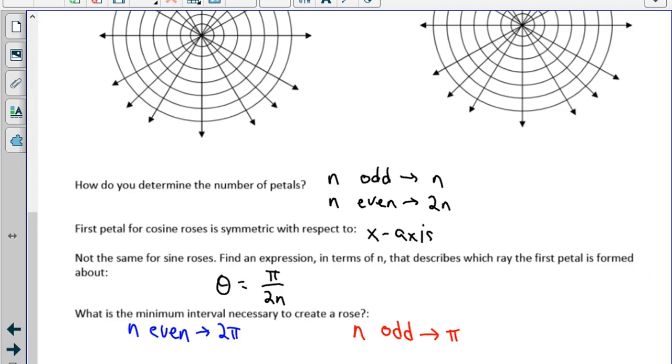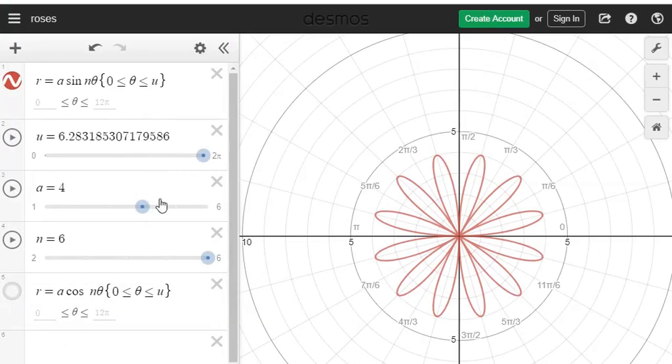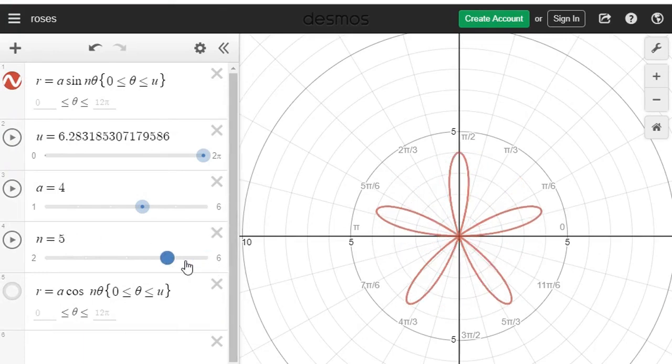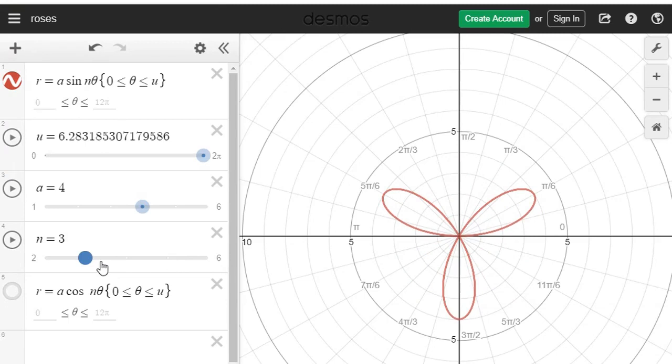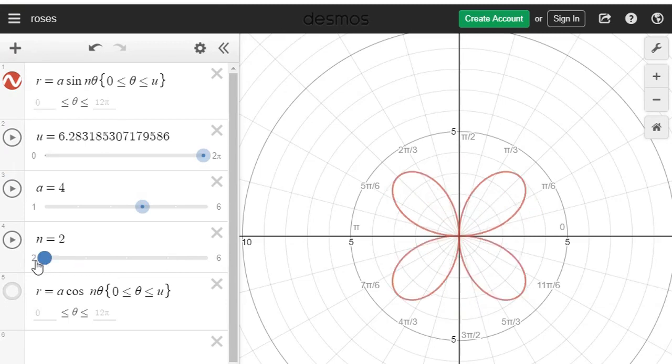So if you go back here, notice that if I'm looking at my first petal, this one is symmetric to theta equals pi over 12, and notice that n was 6. This one, theta equals pi over 10. This one at n equals 4, theta equals pi over 8. This one at n equals 3, theta equals pi over 6. This one at n equals 2, theta equals pi over 4 is where it's symmetric for the first one.